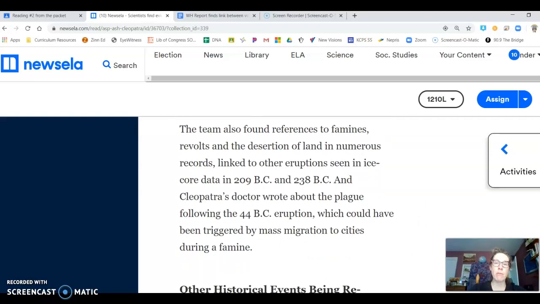The team also found references to famines, revolts, and the desertification of land in numerous records, linked to other eruptions seen in ice core data in 209 BC and 238 BC. And Cleopatra's doctor wrote about the plague following the 44 BC eruption, which could have been triggered by mass migration to cities during a famine.